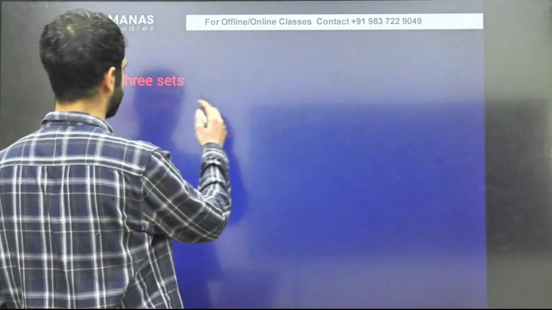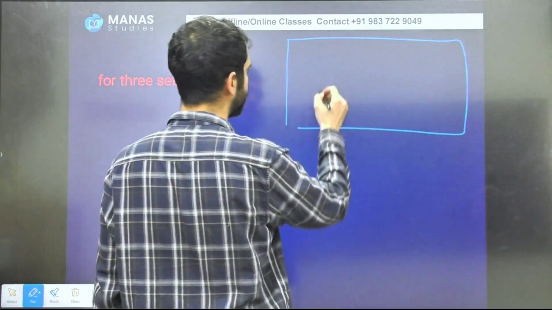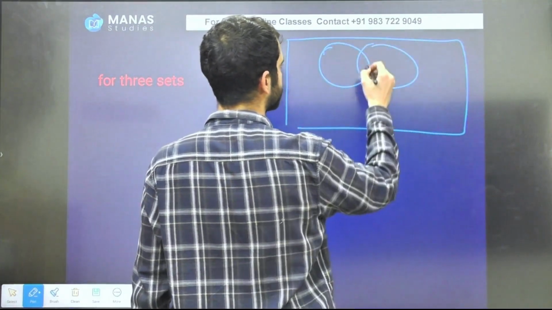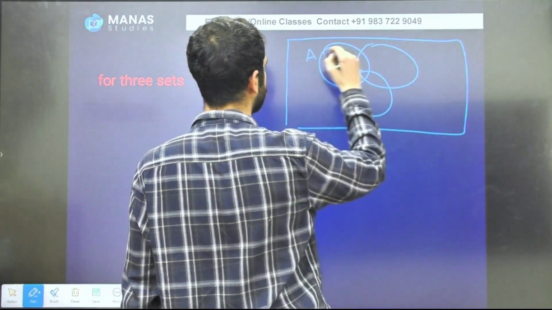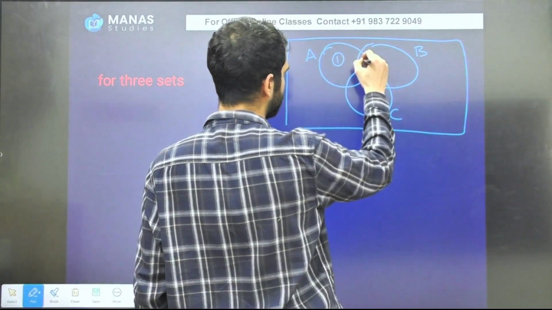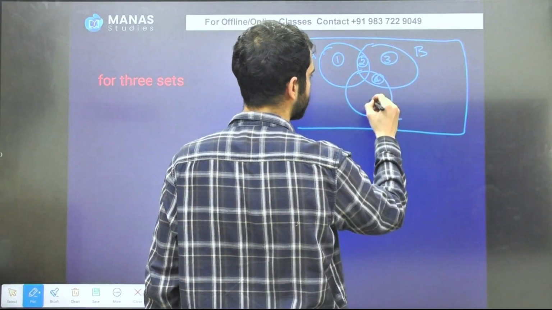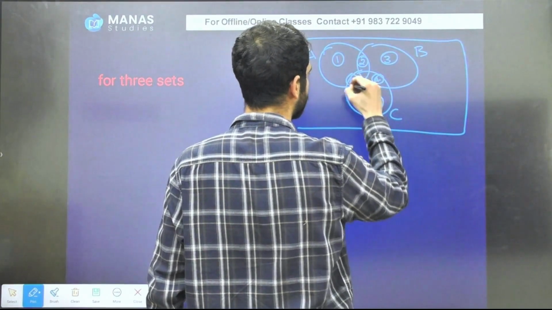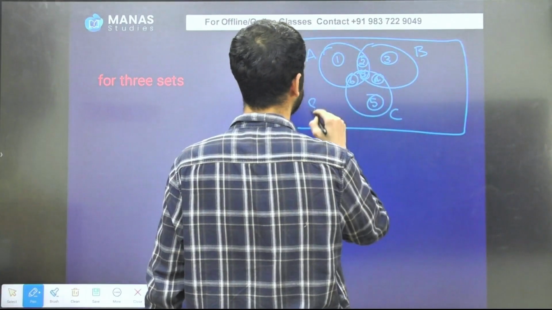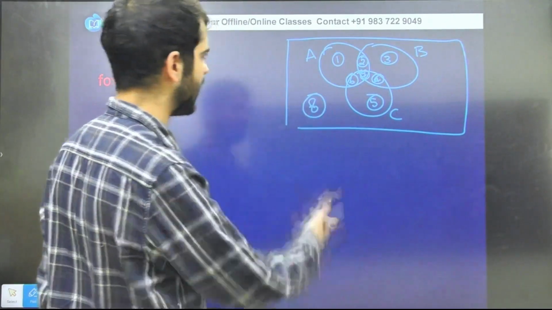Let's look at another example, that is for three sets. Again, let's take a simple Venn diagram which consists of three sets A, B, and C. I'll denote this region by 1, this region by 2, this region by 3, this region by 4, 5, 6, 7, and 8. Let's hope I haven't missed any. 1, 2, 3, 4, 5, 6, 7. I've included all of them.